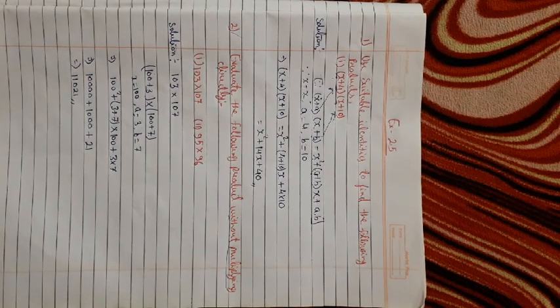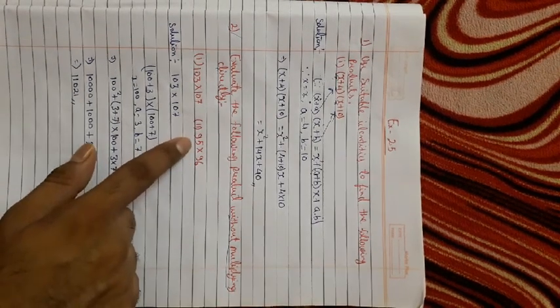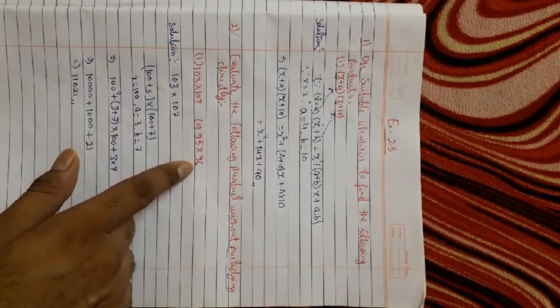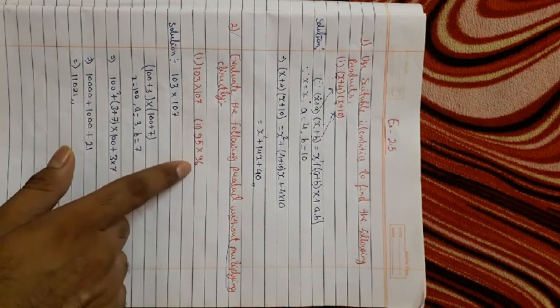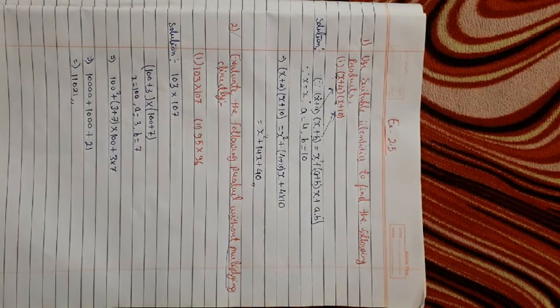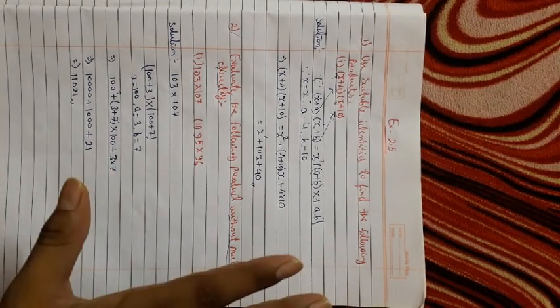Now the second question, we have 95 into 96. Either it can be written as 90 plus 5 and 90 plus 6, or it can be written as 100 minus 5 and 100 minus 4. So in both cases you have to use this identity, and you have to solve it by using the first identity.